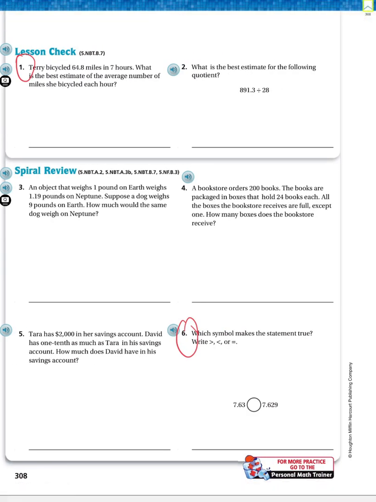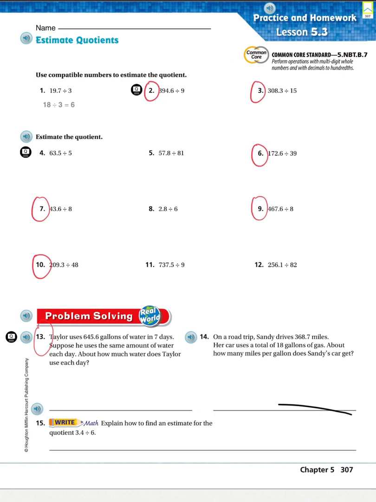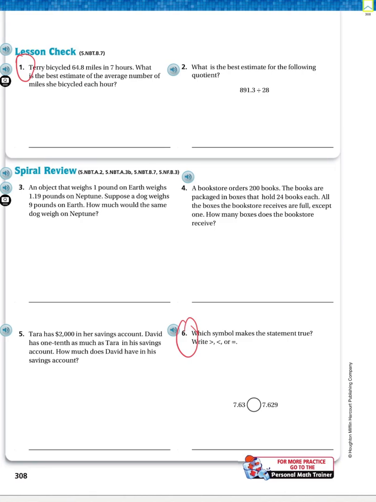Then on page number 308, you are working on number 1 and number 6. Don't forget that once you have finished these problems up, that's a total of 9 problems.